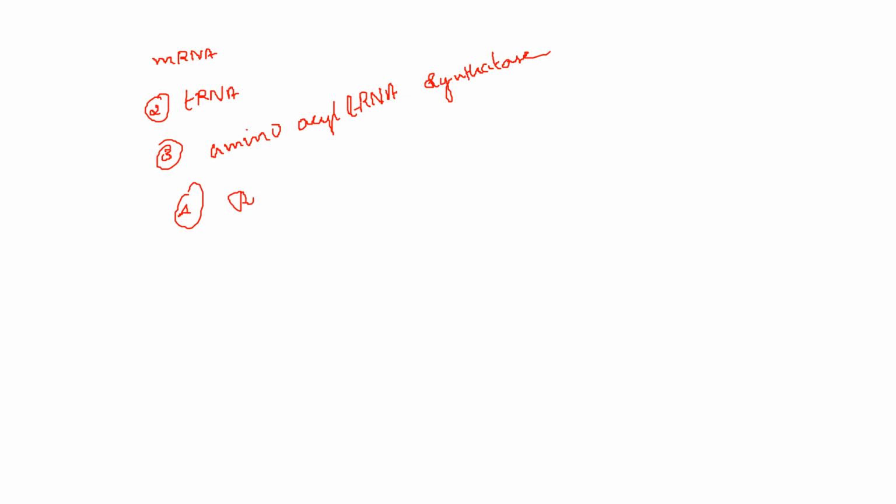Now the second component is tRNA. The third component for this machinery is aminoacyl tRNA synthetase, which will help to attach our amino acid to the tRNA. And the fourth one is the ribosome itself. So now we are going to discuss the tRNA. In the next video you will learn more about the tRNA.